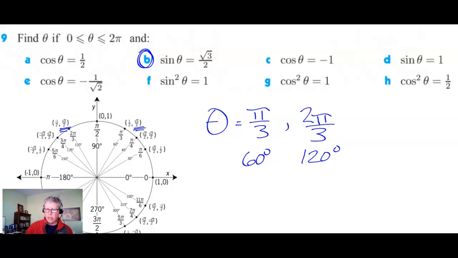Oh, I was going to have you do one. This is kind of an easy one. Square root of 3 over 2, boom. Square root of 3 over 2. The y values are the same, so I see that as pi over 3 and 2 pi over 3.